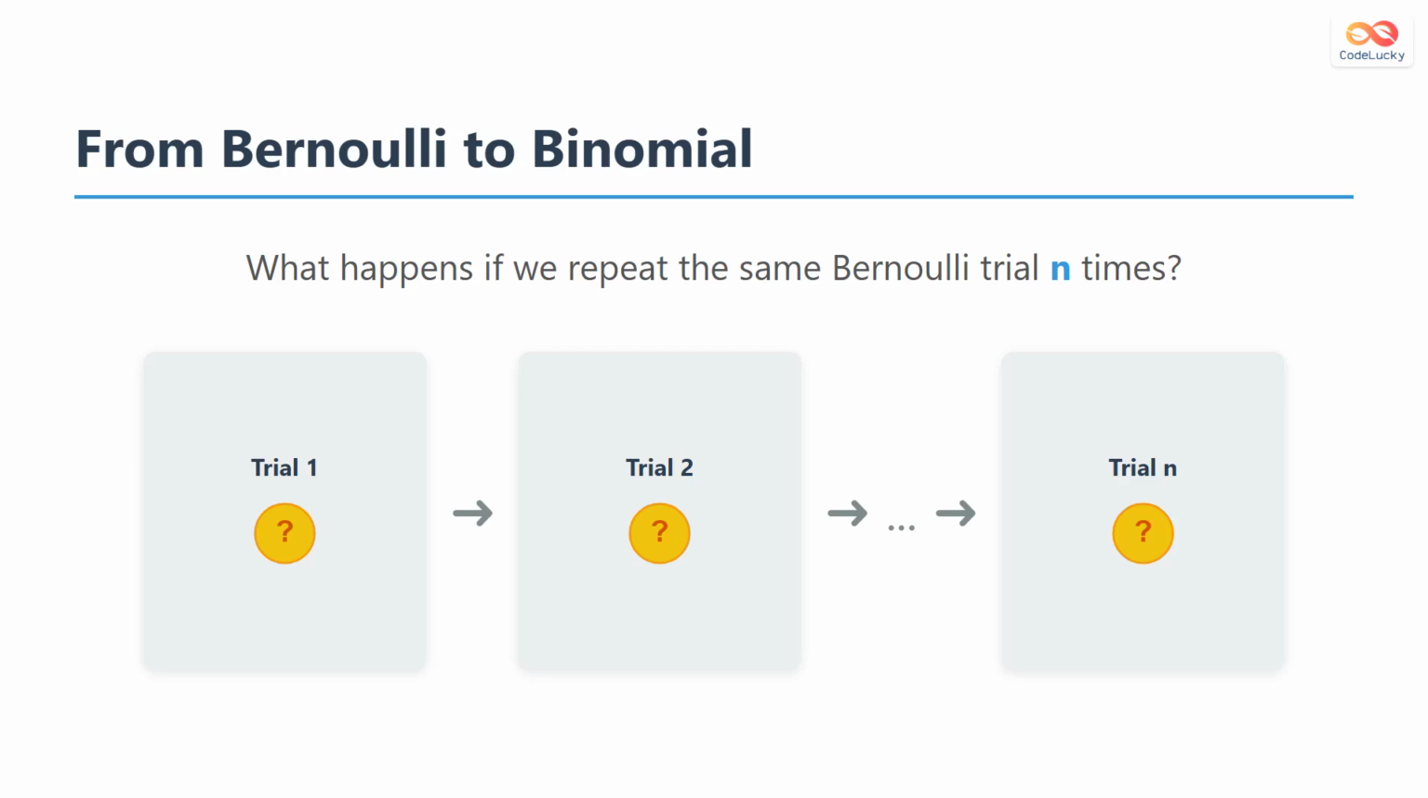So, what happens when we don't just stop at one trial? What if we repeat that same Bernoulli trial over and over again? For example, flipping that coin 10 times or 20 times. When we repeat a Bernoulli trial a fixed number of times, which we call n, we move from a simple Bernoulli process to a binomial experiment. We are now interested in the total count of successes across all those trials.